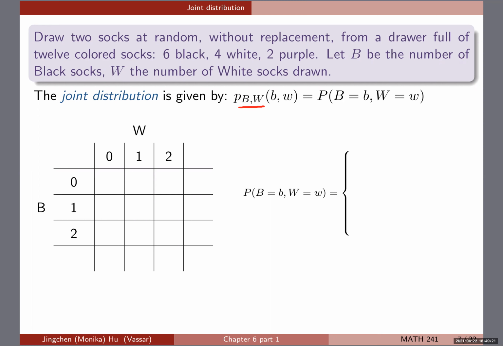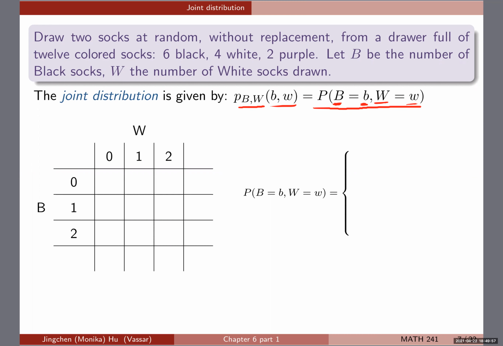We have small b and small w over here, so this notation represents the probability of capital B equals small b and capital W equals small w. Because we're working with discrete random variables, the probability of the random variable taking a particular value could be positive, unlike the continuous case, where the probability of the random variable taking any particular value is 0. You only get the probability after you do the integration. But here we do have a specific probability that could be greater than 0.